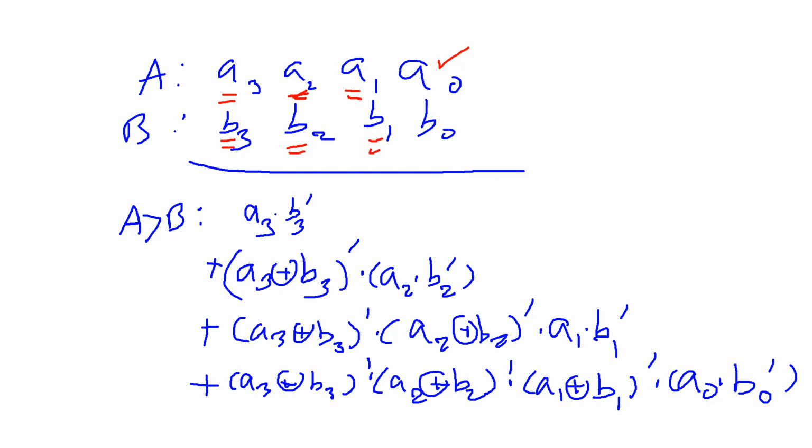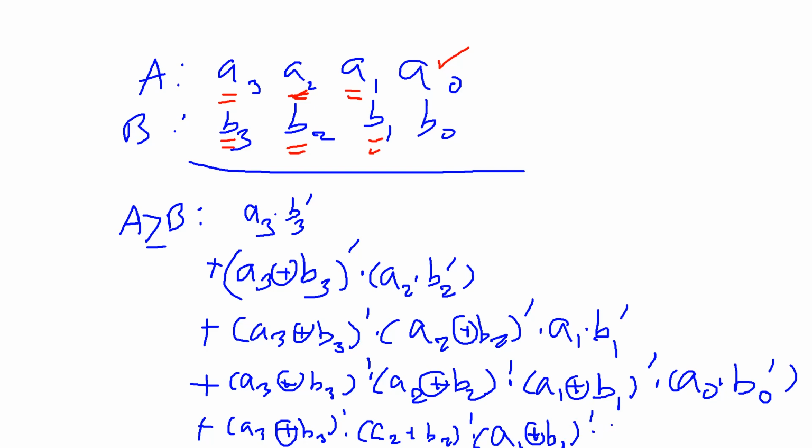And if I want to check that A is greater than or equal to B, and equal, what should you do? Of course, you can add one more condition, that A equal to B. Namely, you just add A3 equal to B3, A2 equal to B2, A1 equal to B1, and A0 equal to B0 by using XNOR. Check each bit. That's all.